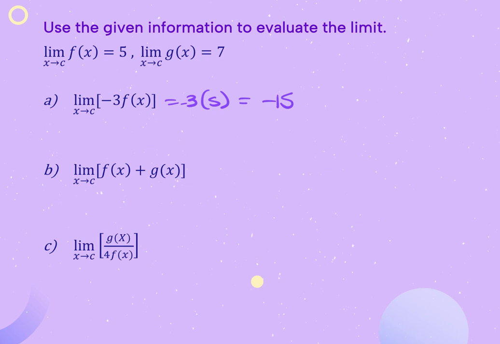The limit as x approaches c of f of x plus g of x would be what? 12. 5 plus 7, which is 12. And the limit as x approaches c of g of x over 4 times f of x. So what's g of x? 7. And then in the denominator would be 4 times what? 5. And I get 7 over 20.